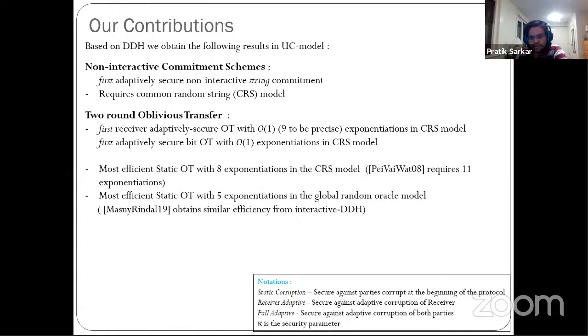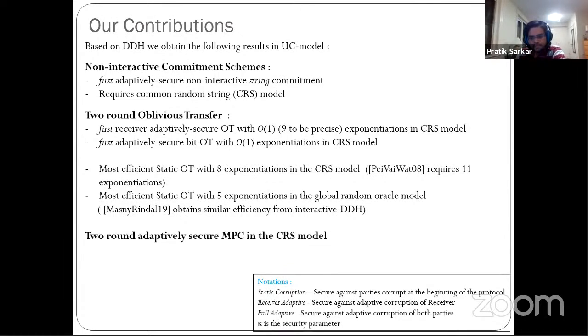We also obtained results which are of practical interest. In the CRS model, we obtained the most efficient static OT with 8 exponentiations. PVW requires 11 exponentiations instead. We also obtained the most efficient static OT in the global random oracle model, which requires only 5 exponentiations per OT. The recent work by Masny and Rindal obtained similar efficiency, but they are from interactive DDH, which is not known to be reducible to standard DDH.